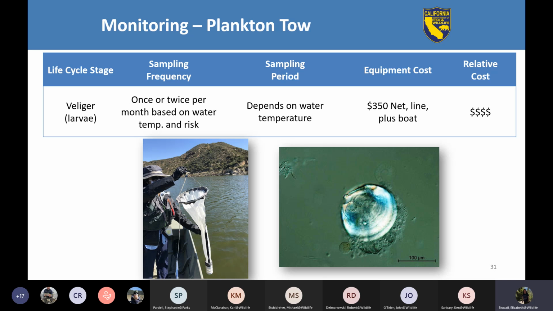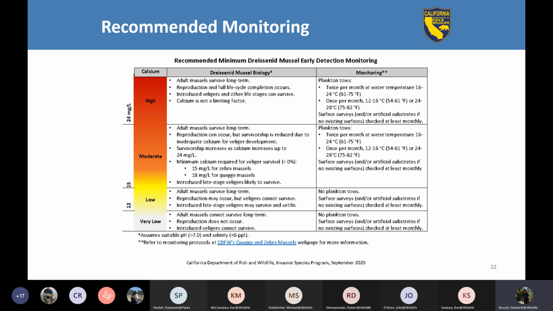This is more expensive. The cost of a net and line can be something like $350, plus it usually requires a boat, so more expensive. But as you'll see, the type of monitoring that CDFW recommends varies depending on the risk of your reservoir. And so we have a recommended monitoring diagram that's available on our website in the same section with the protocols. I'll be going through each section on this in the next few slides, so don't worry if you can't read it all. But basically, the recommended monitoring varies depending mostly on the calcium level, and that's assuming that pH and salinity are appropriate for mussels to survive.